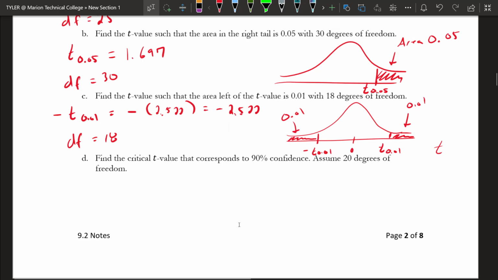Another way to look at this t-score, this would be the same thing as t sub 0.99, right? Because the area to the right of this would be 99%. So you could use t sub 0.99 notation as well, right? So t sub 0.99 would also be equal to that value.